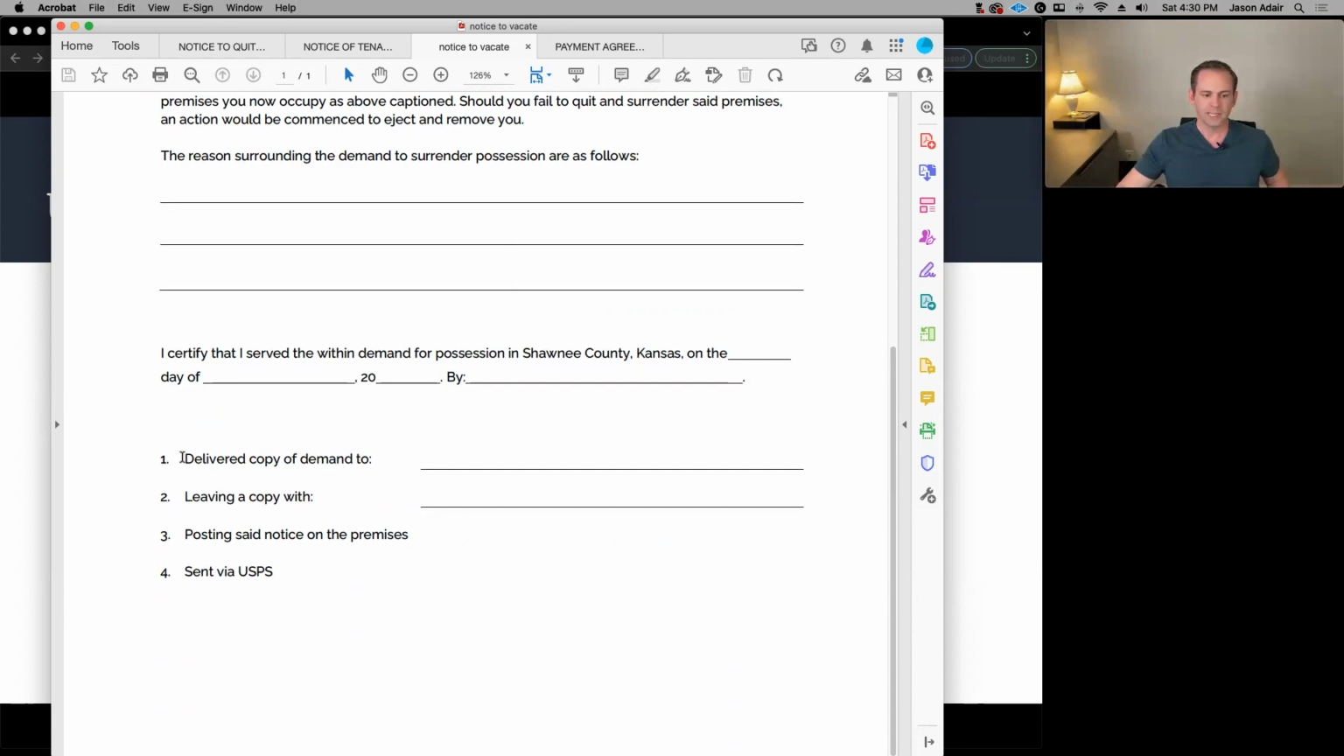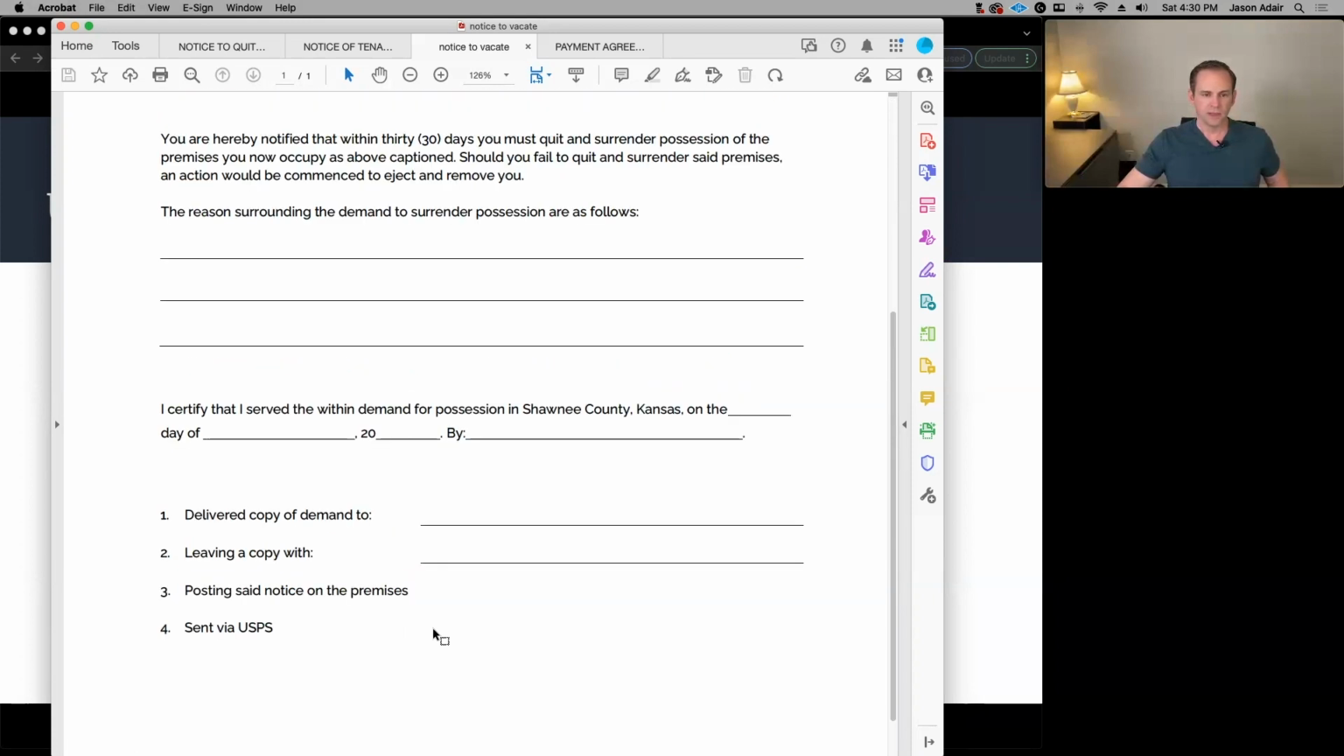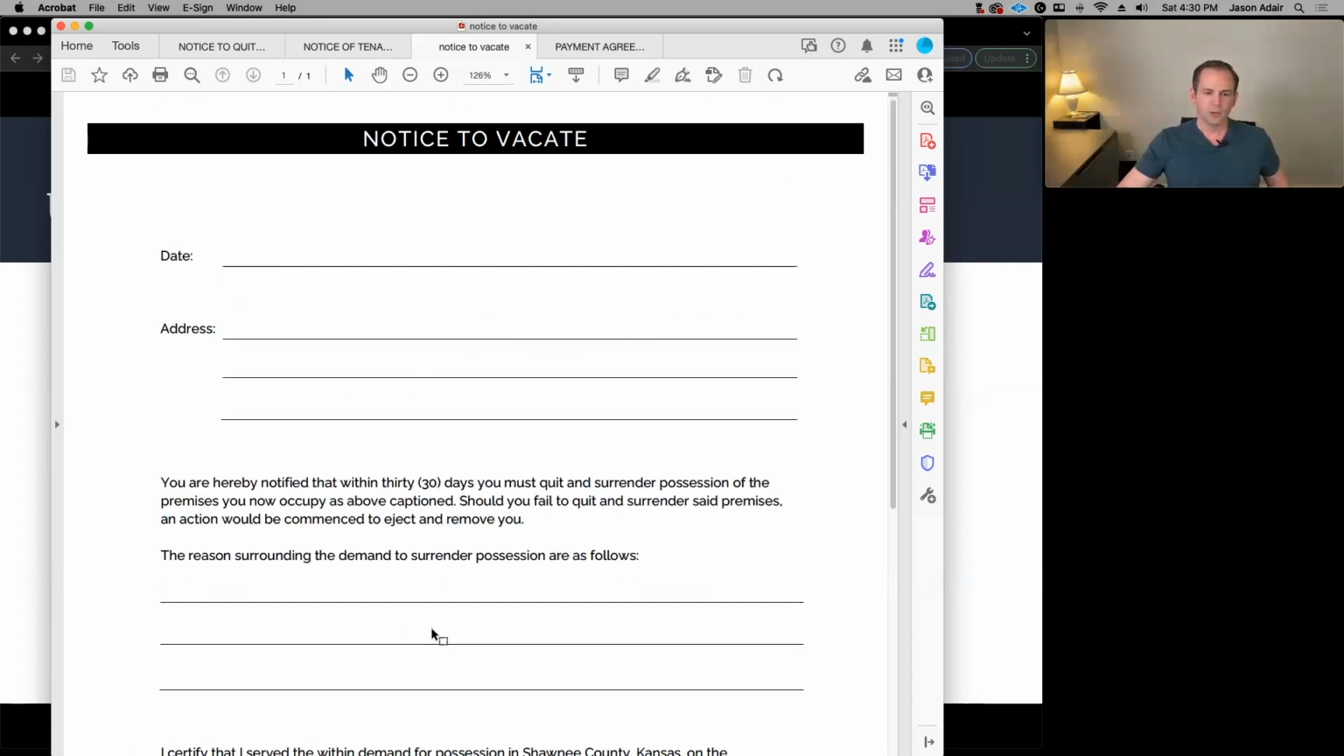And if you like this certification language, copy and paste it to the other notices. I kind of like this. Delivered copy of demand to who? Leaving copy with. If the tenant's Jim Jones and you left it with Jim Jones, well, write Jim Jones. Posting said notice on the premises, which is usually the one that I mark along with sent via USPS, and this is also certified mail because that's who you certify it through. So this is just an example.